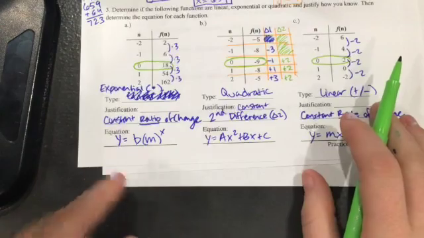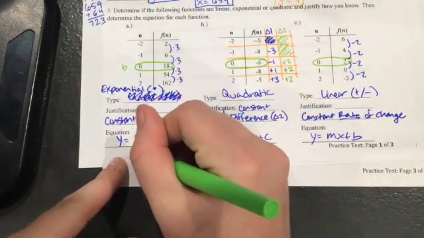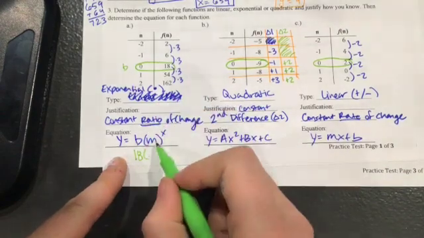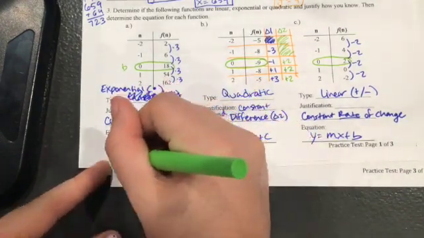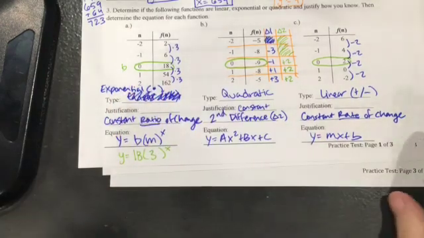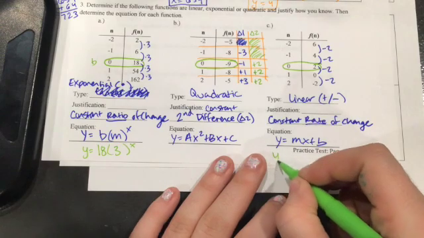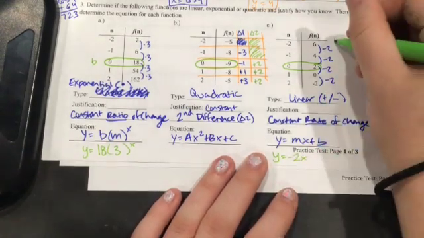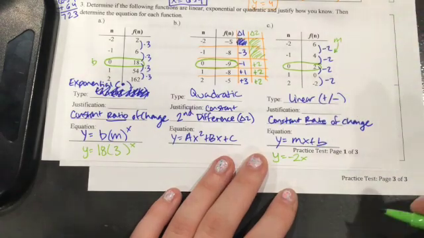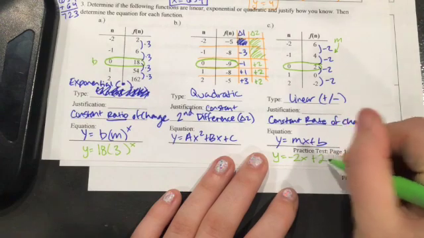My b value for this one is 18, so I would write 18. My ratio of change is multiplying by 3 every time, to the power of x. And we're done. This one is y equals negative 2x, because that's our m. We're going down by 2 each time. And our b value is plus 2, or a positive 2.